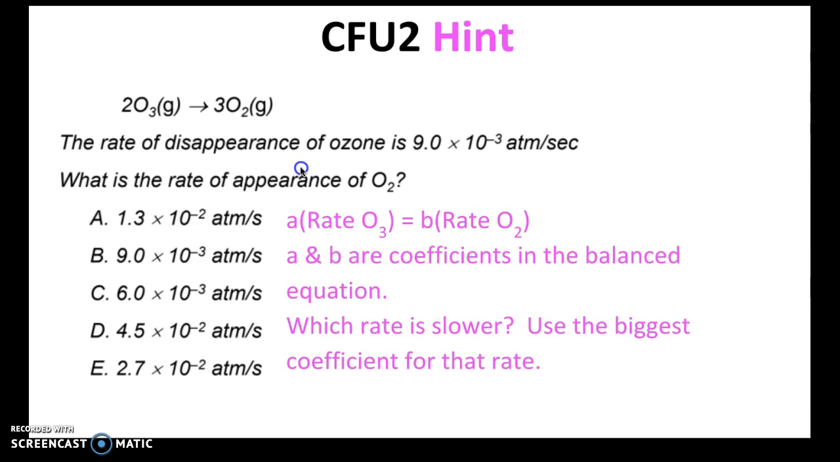Whichever one's slower, that's the one you're going to multiply by a larger number in order to set it equal. Essentially, it's like flipping or switching their coefficients. Once you have that, you can plug your rate of disappearance of ozone, O3, into this part, and then solve for O2. When you press play again, the work and the answer will be revealed.